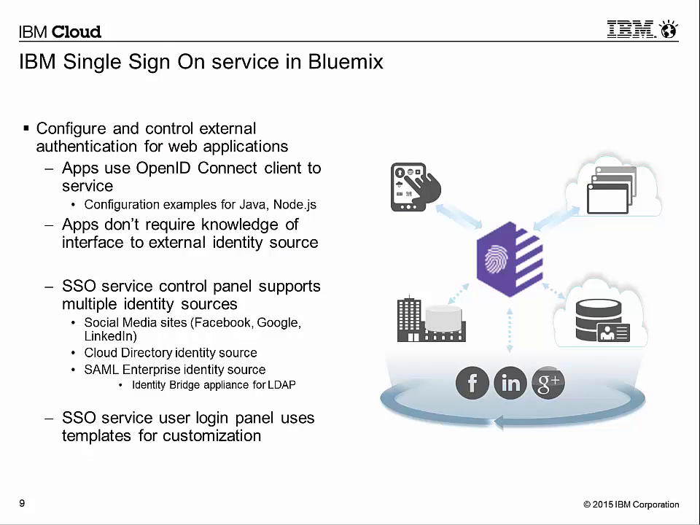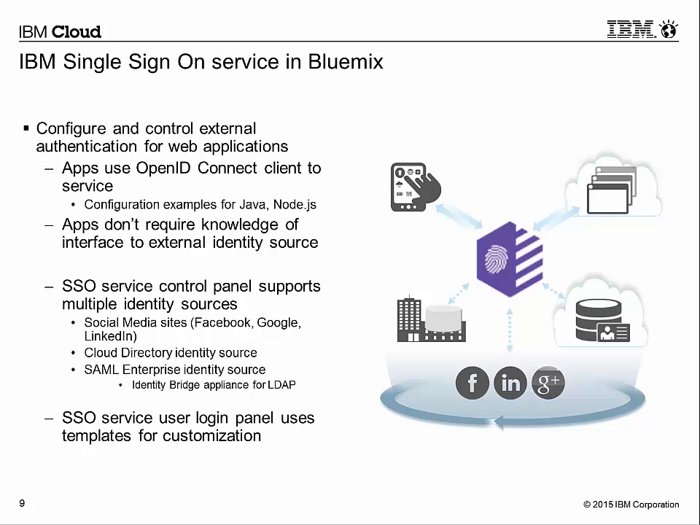The IBM Single Sign On service in Bluemix allows an application developer to take a minimal coding approach to external authentication. Applications use an OpenID Connect client to interact with the Single Sign On service for Bluemix. Applications do not require detailed knowledge or special client code to access the external identity source for authentication. The service documentation includes application setup steps and sample code for Java and Node.js. A service configuration panel is used to define the identity providers and complete the integration binding to application callback functions.